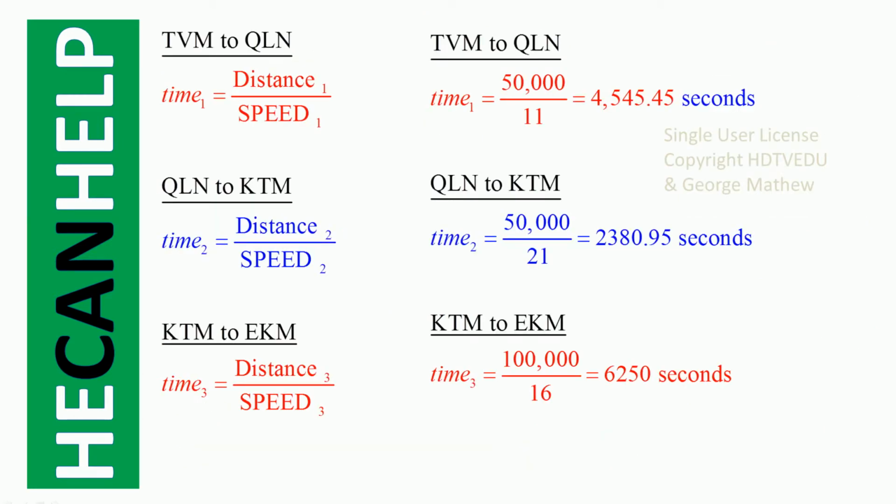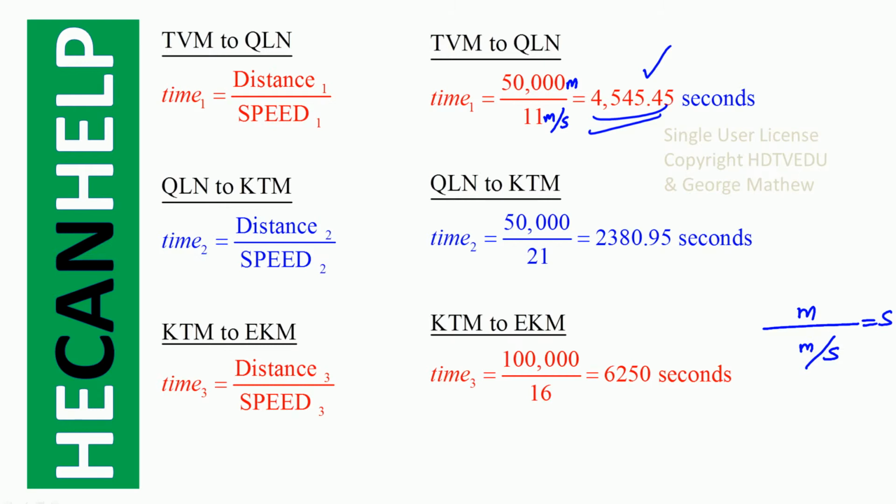All right, do we know the distance from TVM to QLN? It is 50,000 meters. And what is the speed from TVM to QLN? It is 11 meters per second. So meters divided by meters per second is seconds. So we get 50,000 divided by 11, and that is 4,545.45 seconds.